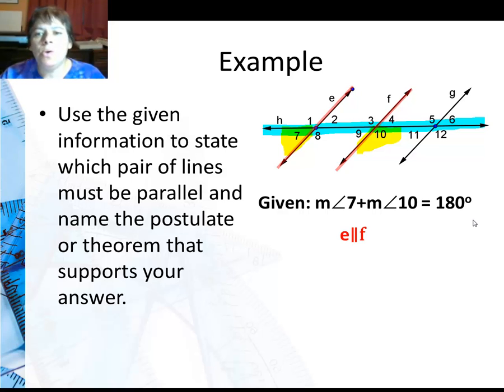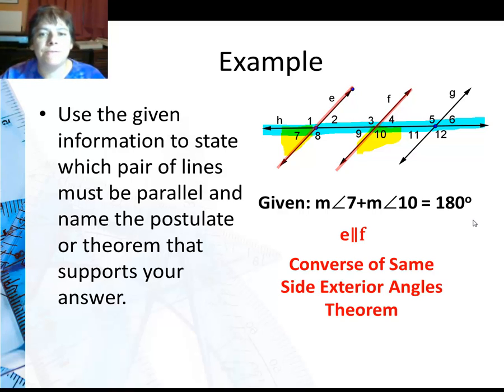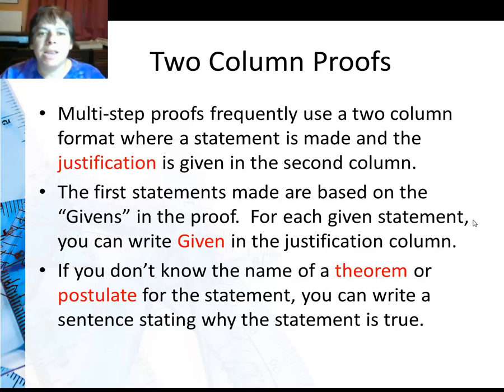Are they? Well, 7 and 10 are supplementary. And if you look at it, they're on the same side of the transversal, and they're on the outside of those two lines. So yes, I can say E is parallel to F by the converse of the same side exterior angle theorem. Now we're also going to take a look at two-column proofs.